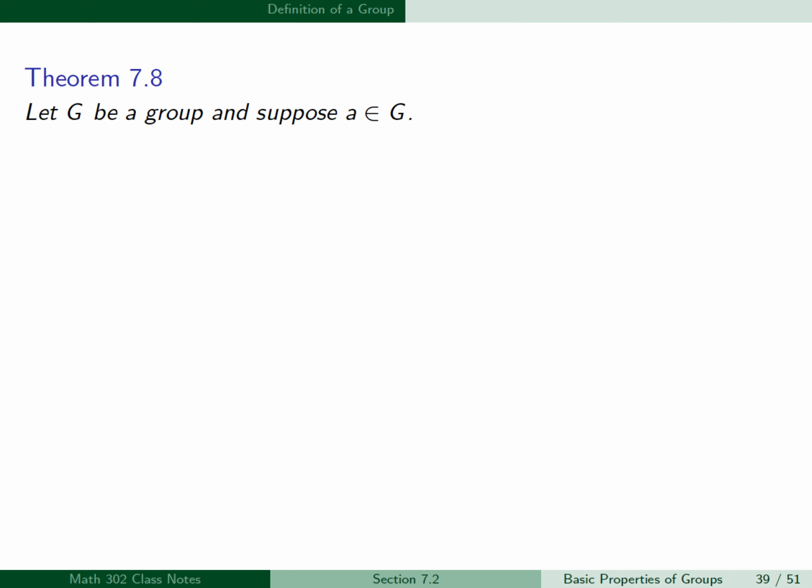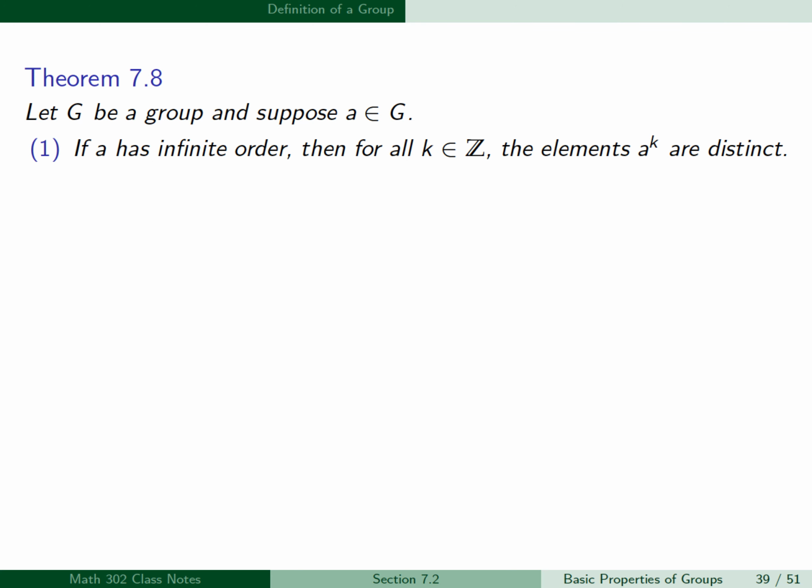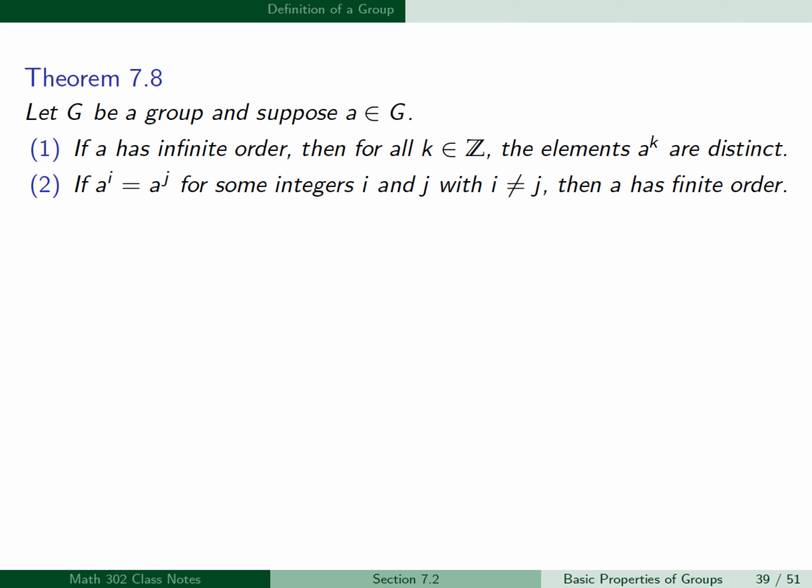Next we have Theorem 7.8, and this has some properties of the order. So let G be a group, and suppose a is an element of G. Now if a has infinite order, then for all k in Z, the elements a to the k are distinct. And part 2 tells us that if a to the i is equal to a to the j, for some integers i and j, with i not equal to j, then a has finite order.